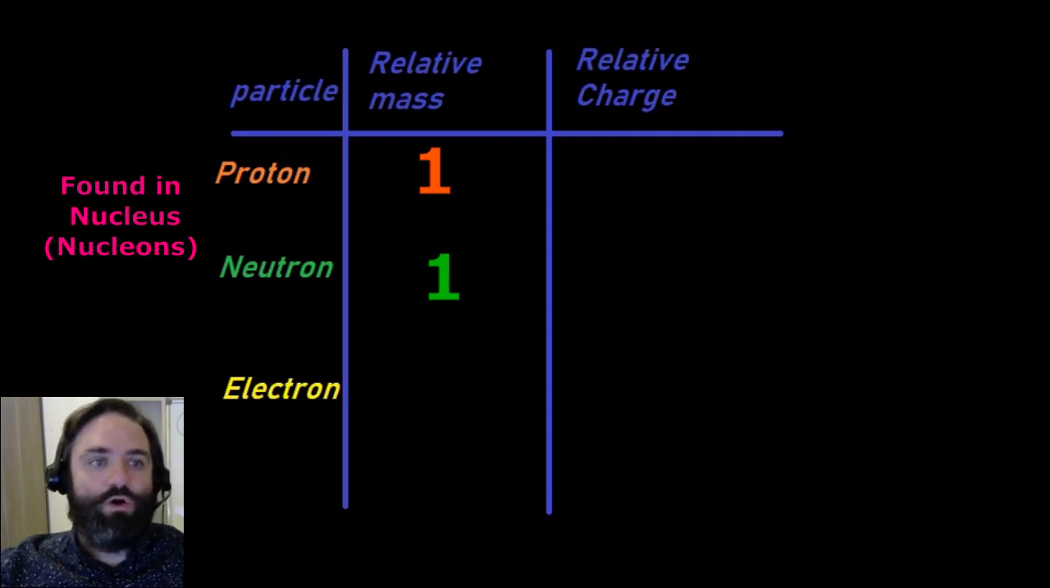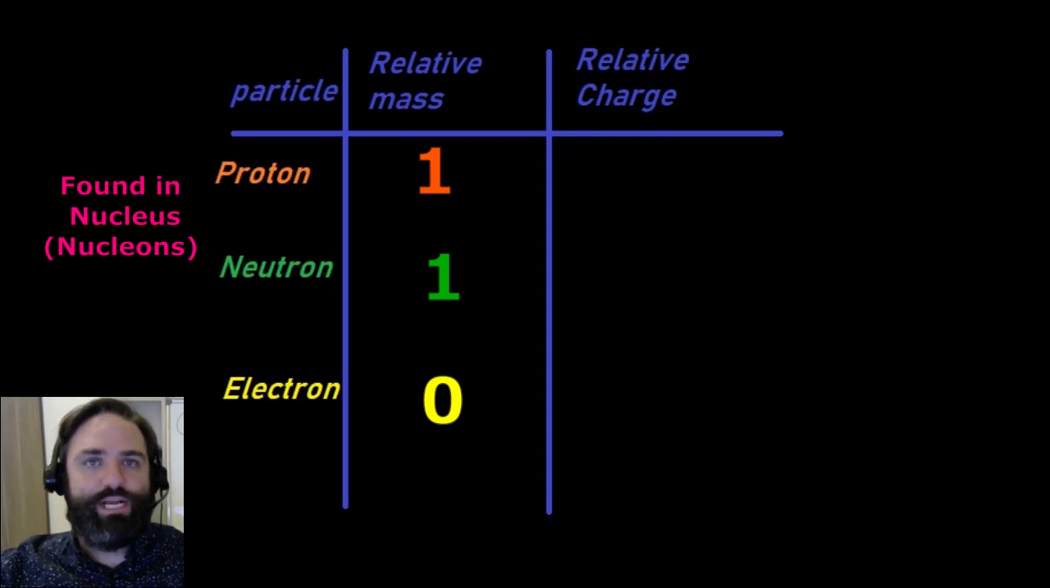The mass of an electron is much, much smaller and lighter than that of a proton or a neutron. It does have a mass, it's a very small mass, but for our purposes we'll say its mass is 0, because when we're doing our calculations, we just use 0.